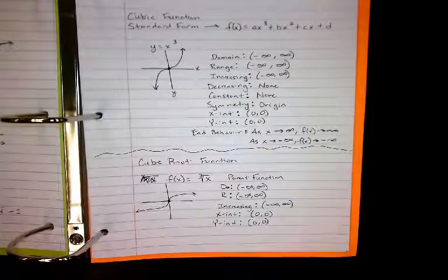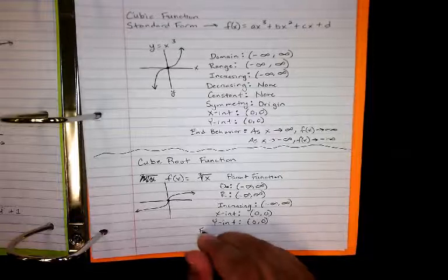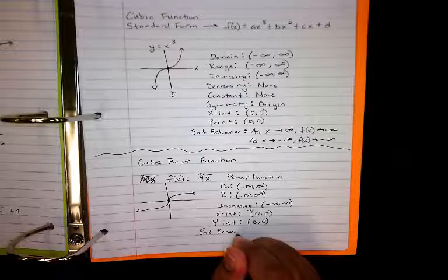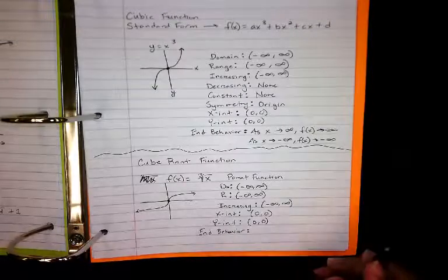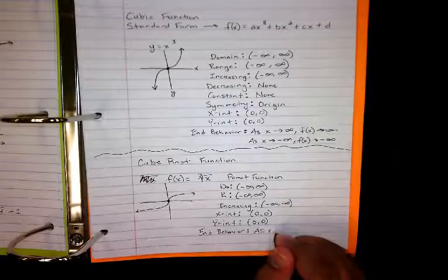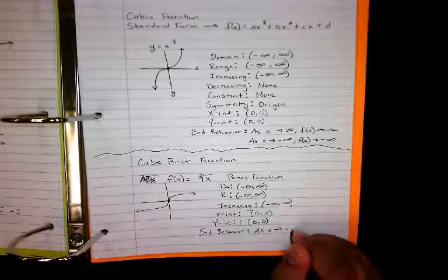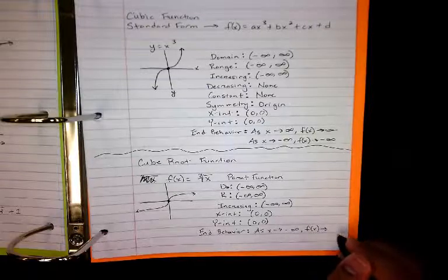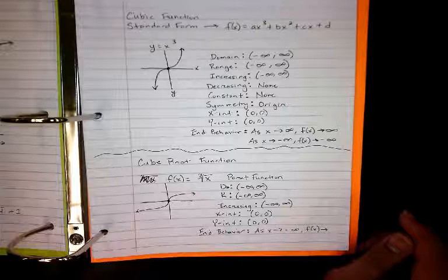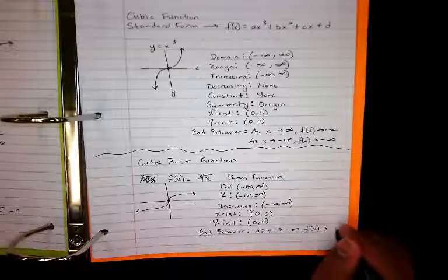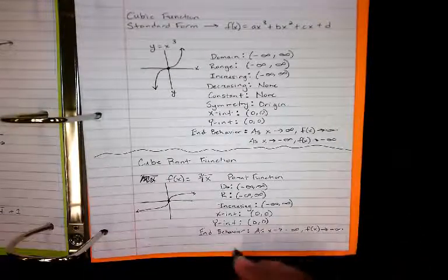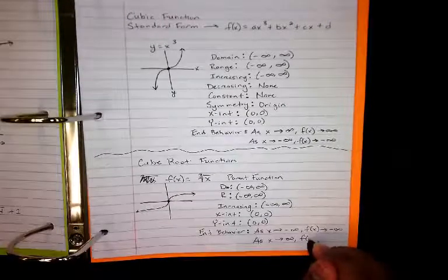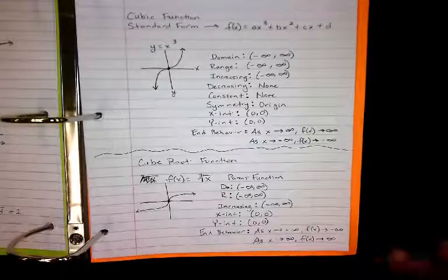And then the end behavior. It's pretty much the same thing. As x approaches negative infinity, f of x approaches negative infinity. As x approaches infinity, f of x approaches infinity.